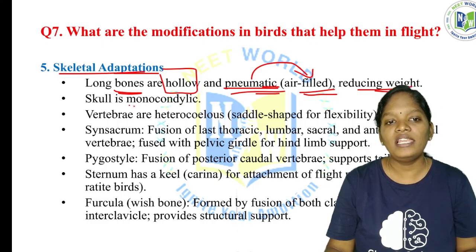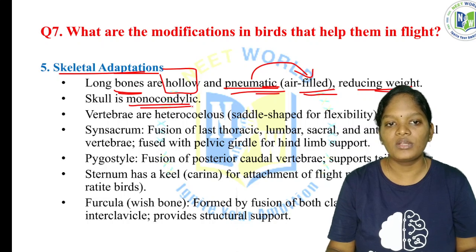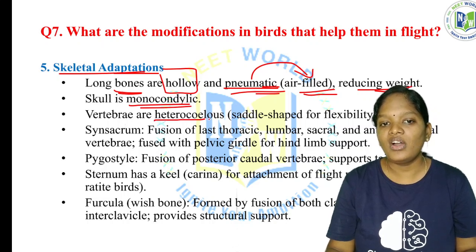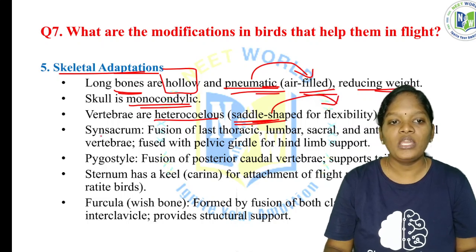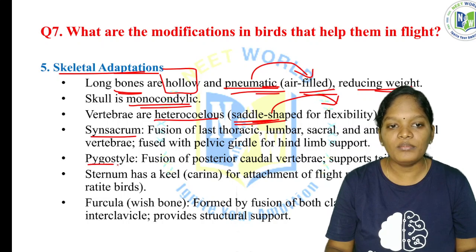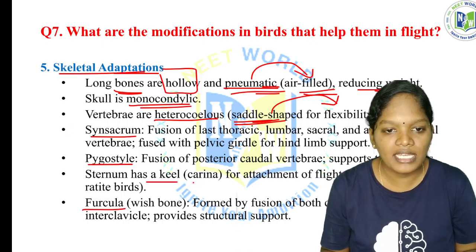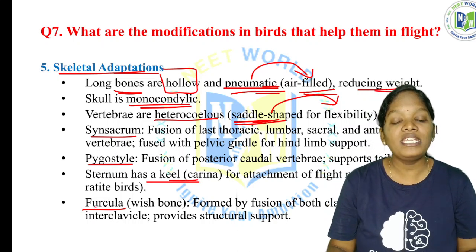Right, now the skull is monocondylic in nature. Now the vertebrae are heterocoelous. It is in a saddle shape, again known for its flexibility. Now synsacrum, pygostyle, so the furcula, and these are important, then keel. So these are the important skeletal structures.